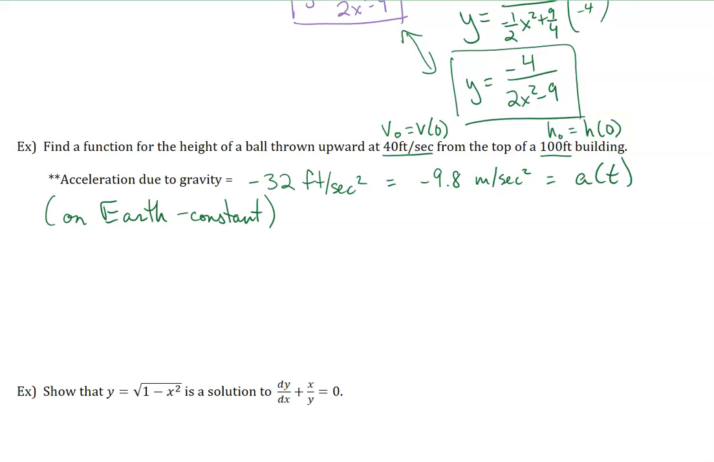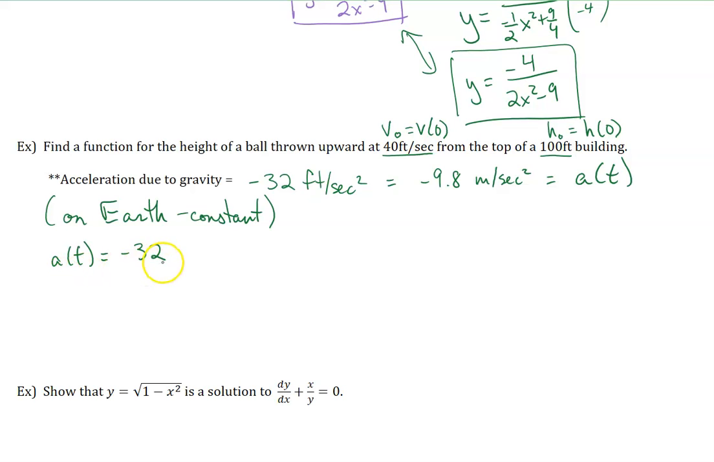So, working backwards, we start with our acceleration function. We know that acceleration is -32 feet per second squared. And then we know that acceleration is the derivative of velocity.